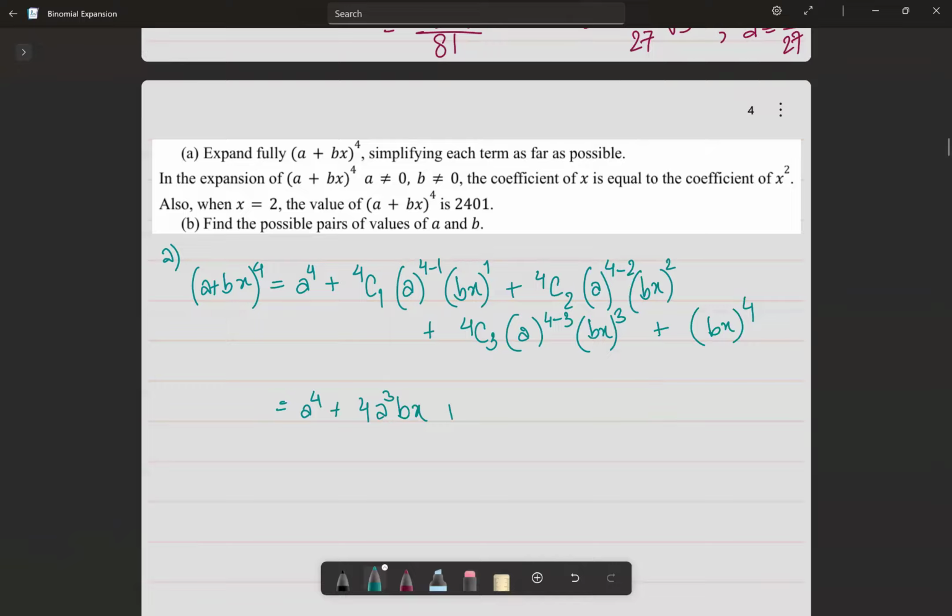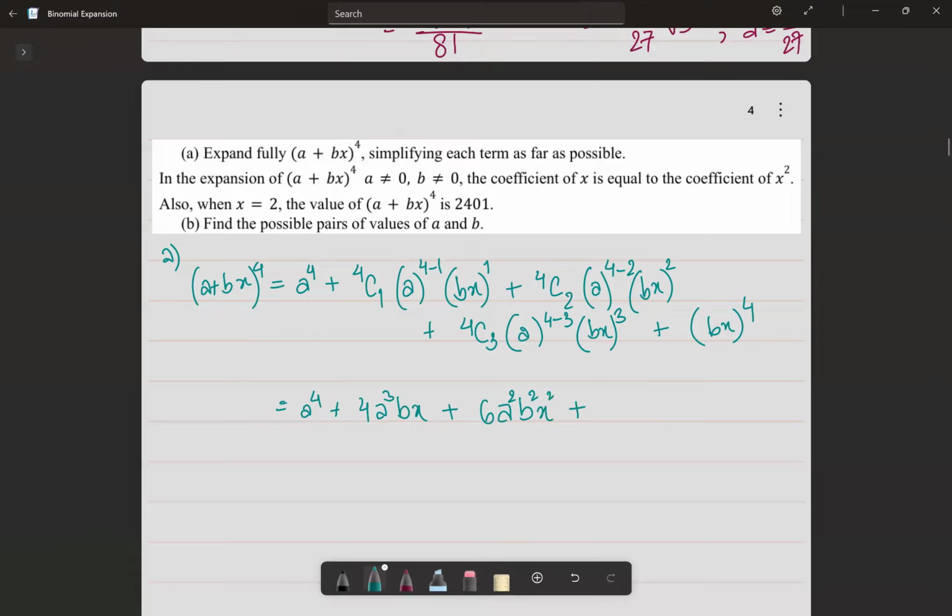Then in the next term, you have 4c2. So in the same manner, if you press 4c2 in your calculators, you're going to get 6 in here. Then we have a to the power 4 minus 2, which is 2. Then we have b square. The value of b square remains as it is. And we have x square as well.